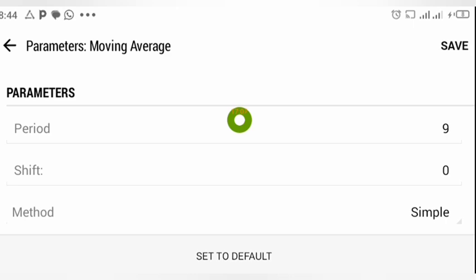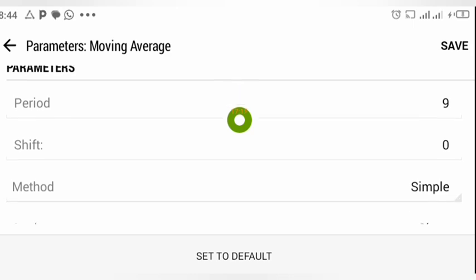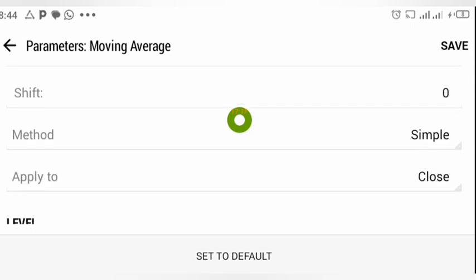So the first moving average you're going to set is going to be period 9. Sometimes I use period 9, sometimes I use period 10. So you just choose any one. You might still use the same setting I use here, which is period 9. The shift is going to be 0. The method is going to be simple moving average, which is applied to close.